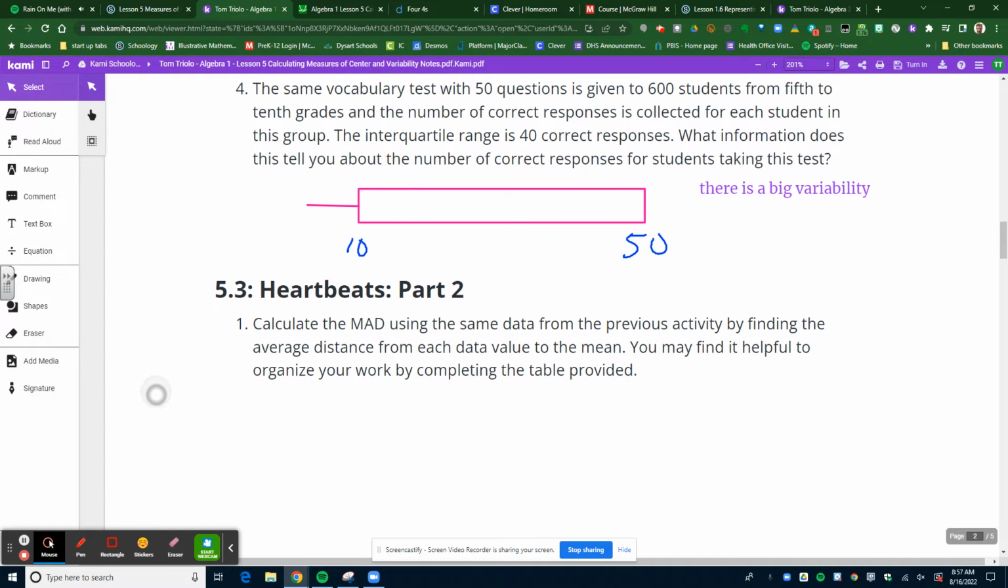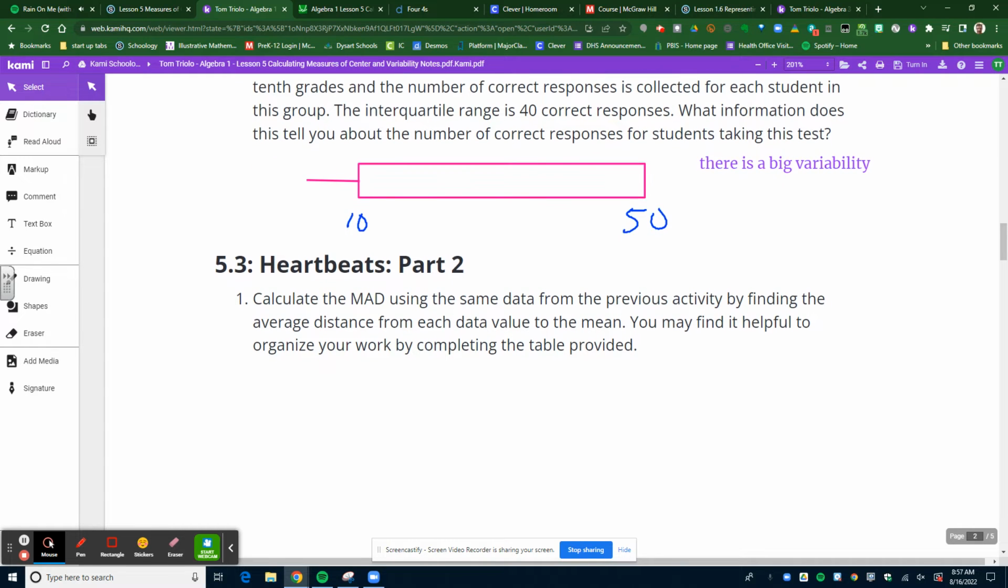So after you write that in there, scroll down to Heartbeats Part 2. We're going to use a little graphic organizer built into Chemi.